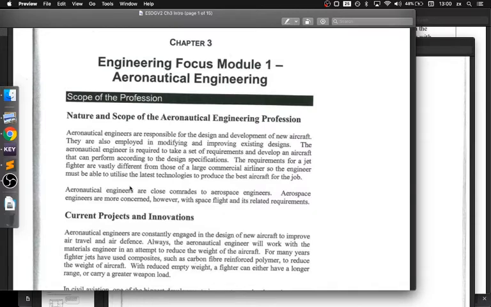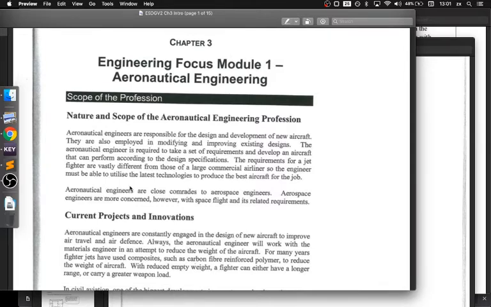So when we're talking about the nature and scope of aeronautical engineering, typically what we're interested in is the people who design and produce planes, and the people who maintain and operate planes and airports. That's the key that we're looking at. Now, there are obviously things beyond that. I just said planes, but planes is a very specific term.